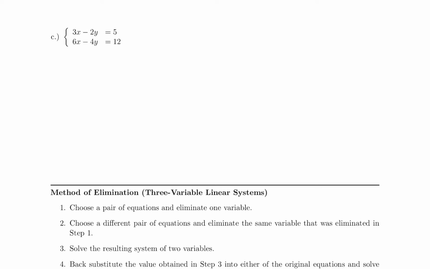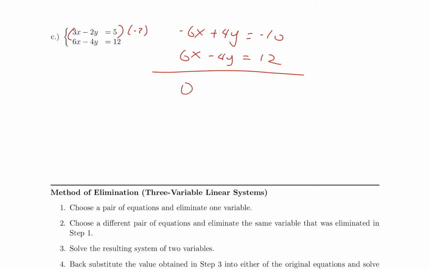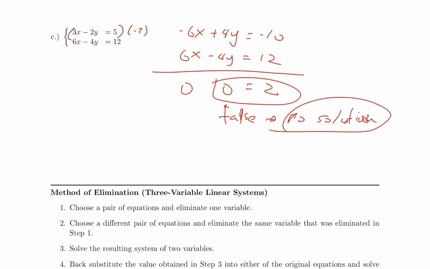Let's get another one. Similarly, again, we can choose, let's eliminate x. So I'm going to multiply by negative 2 here. Then I get negative 6x plus 4y equals negative 10. 6x minus 4y equals 12. So let's add across. I get 0. 0 equals 2. So this tells me that 0 equals 2, which is false, right? So this is how no solution will look when we do the elimination method. No solution. That means these two lines are parallel to each other. Maybe something like this. Parallel. No intersection.